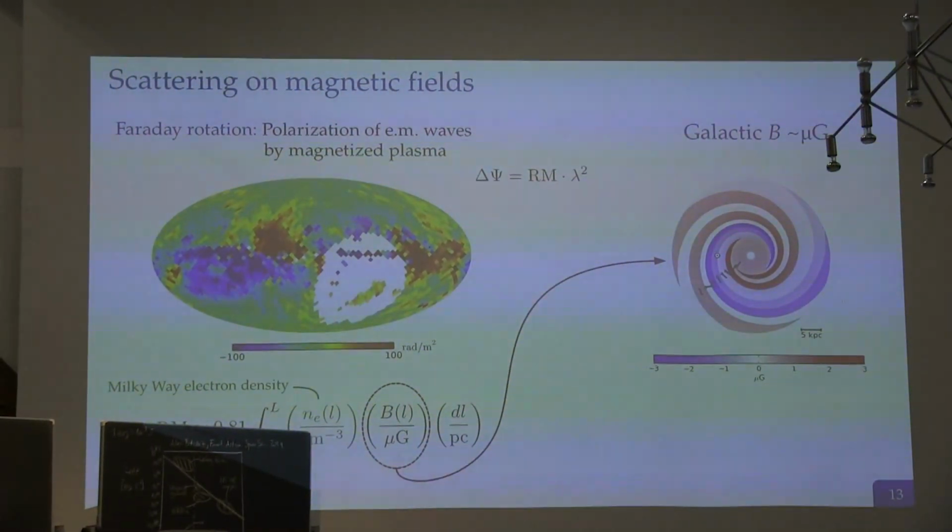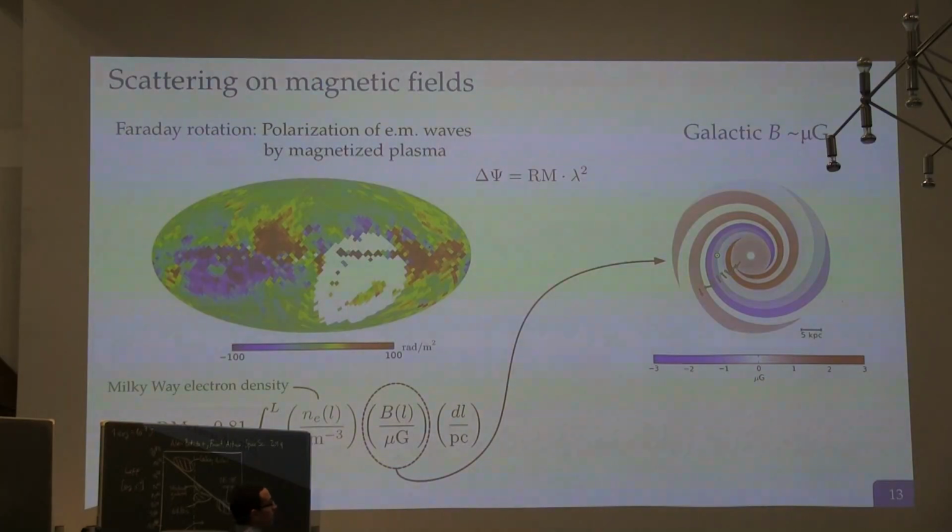So the astronomers will measure the amount of polarization change across the sky, which is what you see here in the sky map on the left, in radians per square meter, which is the units they use to measure polarization change, or rotation measure rather. And then from the equation that I wrote on the board, which is the one down there, they can infer the magnetic field intensity across different parts of the Milky Way structure.